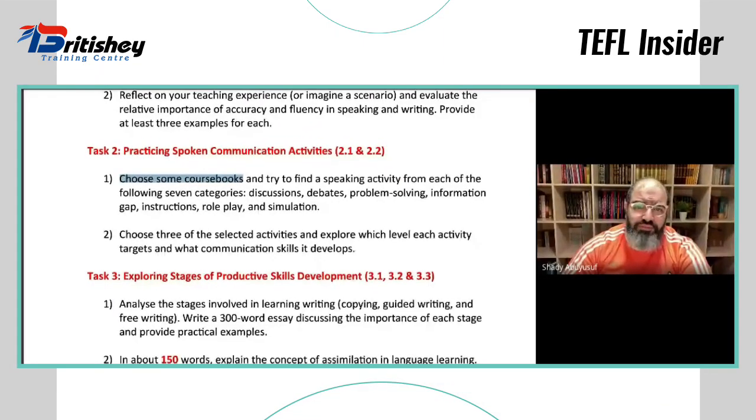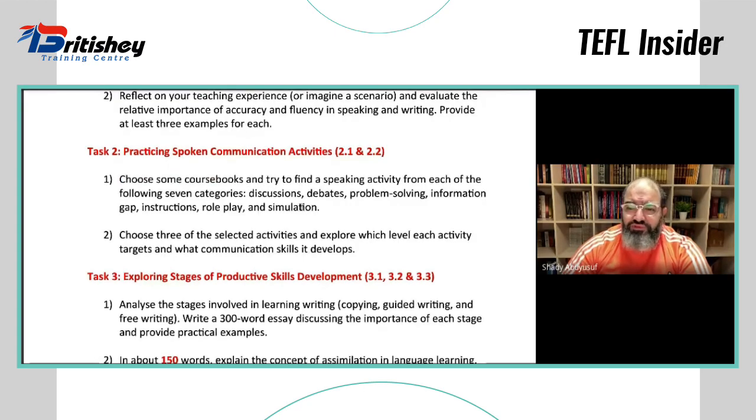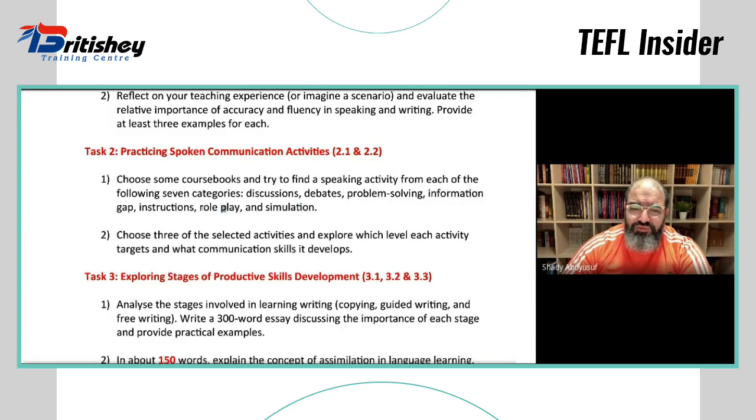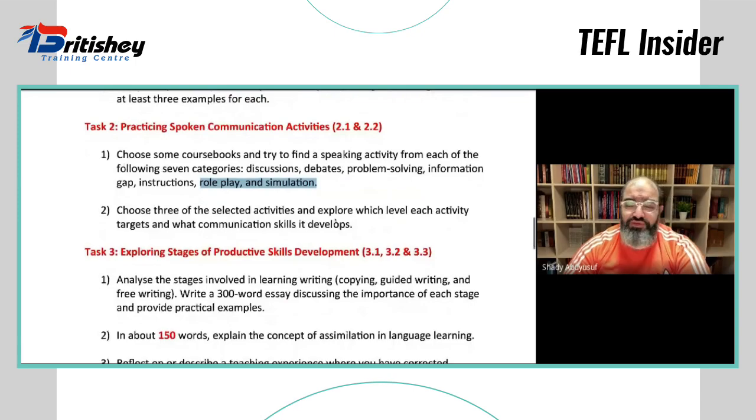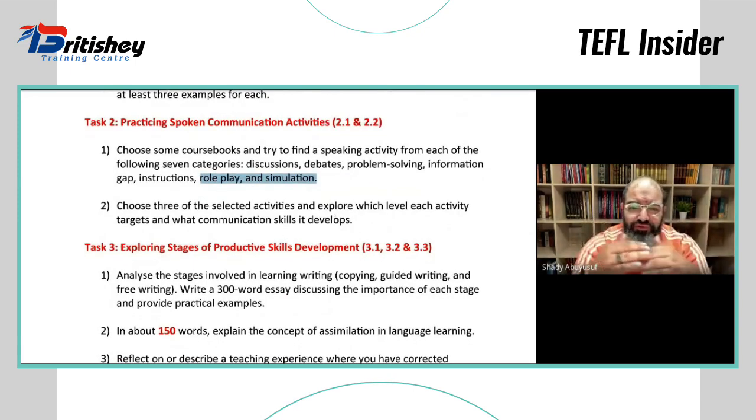Now back to the assignment. So that was part one, and part one says, try to find a speaking activity from each of the following 7 categories. And we said that these 2 categories can be one, so you need to find also 6 different types of activities. What I advise you to do is to have subheadings. So you will write discussions and then a screenshot of the activity, and you need to write the reference where you got this activity from, which course book, and then debates, and then problem solving, information gap, instructions.